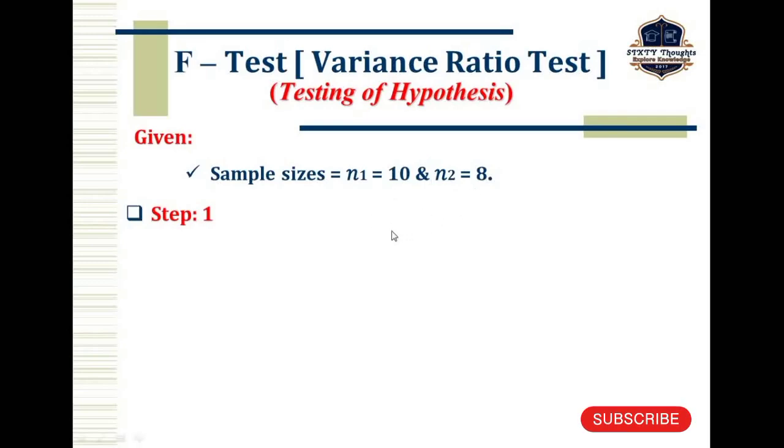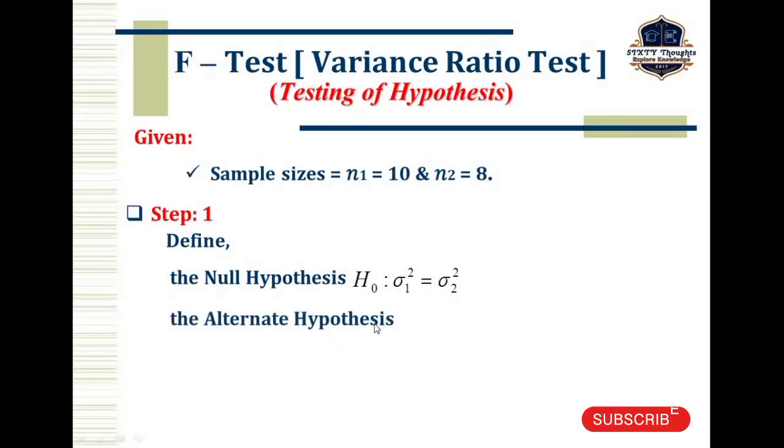Before we find the F value, first we define step number 1. We define the null hypothesis, denoted by H naught: sigma 1 square equal to sigma 2 square. In the variance ratio test, the population variance is denoted by sigma. But coming to our problem, we have two different variances, so we consider sigma 1 square equal to sigma 2 square. And second, we consider the alternate hypothesis, H1: sigma 1 square not equal to sigma 2 square.